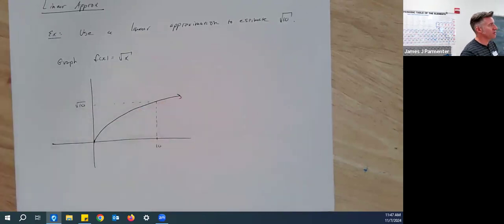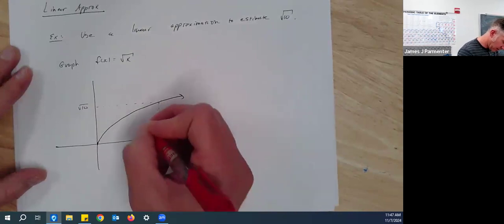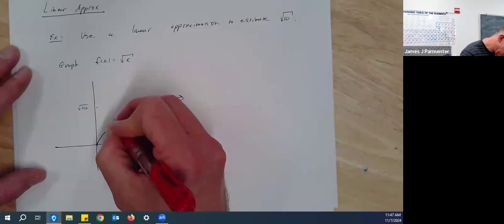What we're really going to do is find a place that's close to 10 that's much easier to plug into your function. What's the number that's really close to 10 that's easy to take the square root of? 9. So we're going to look over here at 9, I'm going to make it a little far apart. We're going to find the equation of the tangent line.